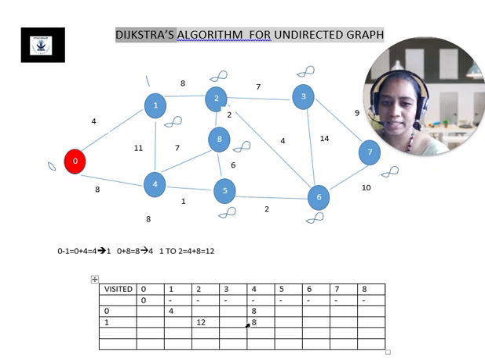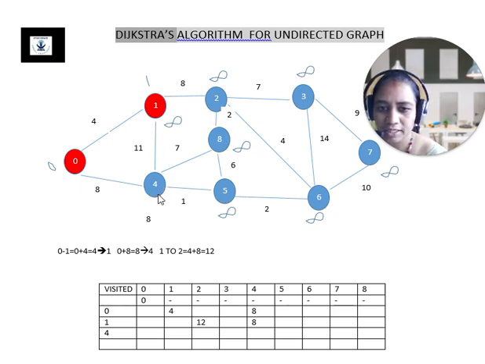Now among 12 and 8, we got the minimum value at 4. So 1 is already visited. Now take 4 as visited. Now check from 4. 4 to 1 is already done, no need to do this. 4 to 0 is also there, but 0 and 1 we did not need. We have to calculate 4 to 8 and 4 to 5.